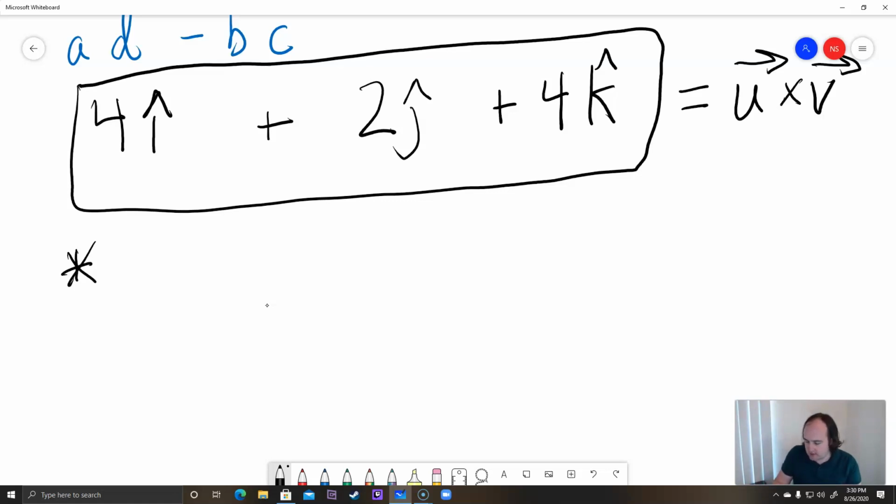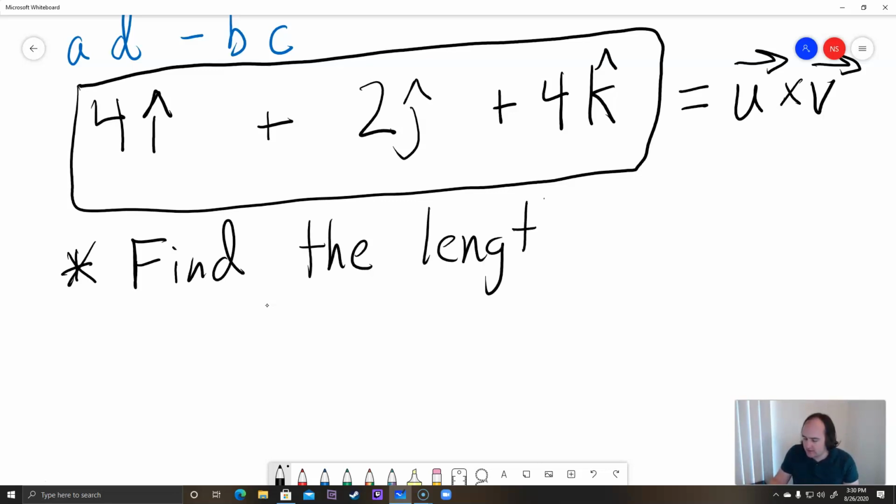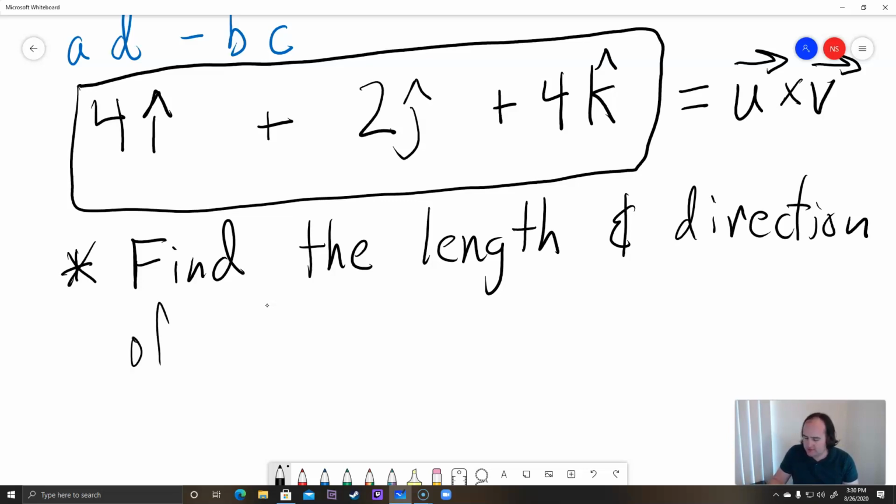But they actually are going to ask you to find the length and direction of u cross v. That'll be part of your homework instructions. But since we've already calculated u cross v here, we know that it's 4, 2, 4. Hopefully the length and the direction won't be too hard to calculate.